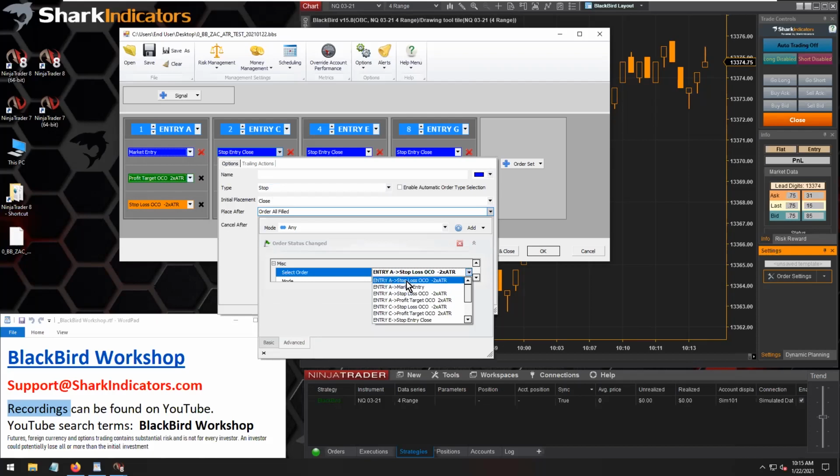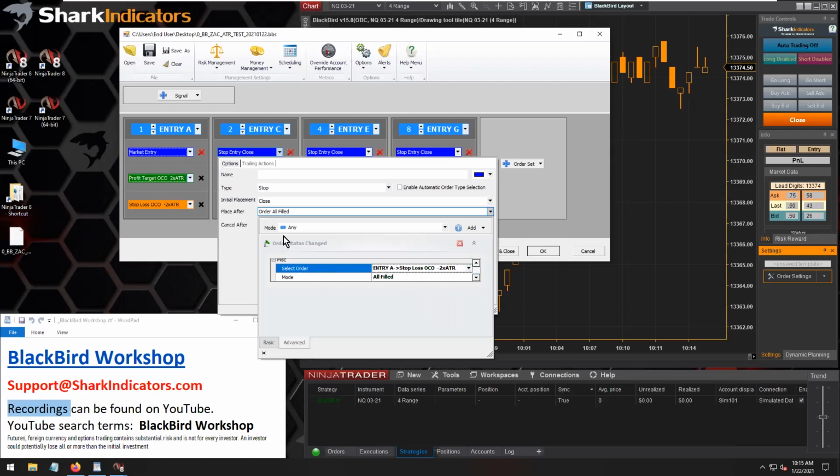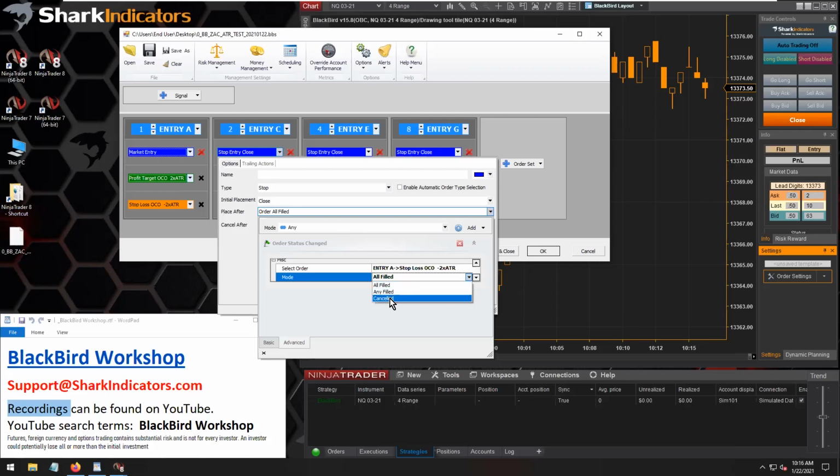So for order set A, when that stop loss is filled, we'll just call it order set A. He's using this trigger called order status changed. What order status changed does is it will monitor when one of the other orders in your big list of orders changes. In this case, he's looking to see when that stop loss is filled. You can check whether the stop loss is filled or gets canceled. That's all you can do with an order: either your order gets filled or it gets canceled. Those are the only two statuses an order can change to.